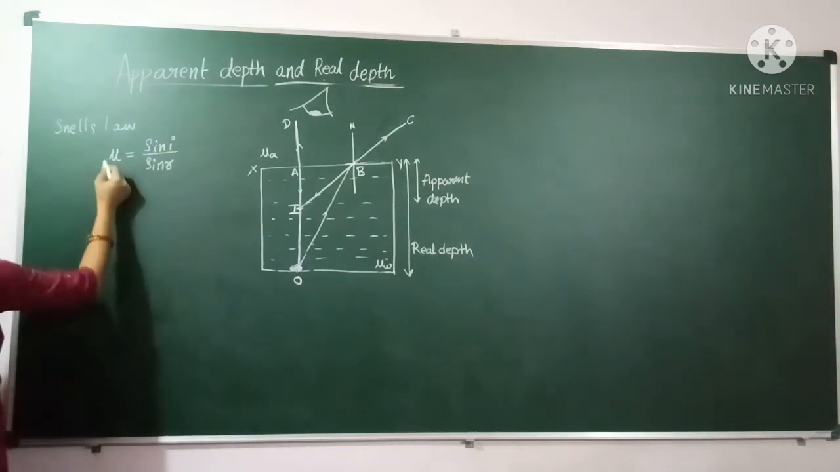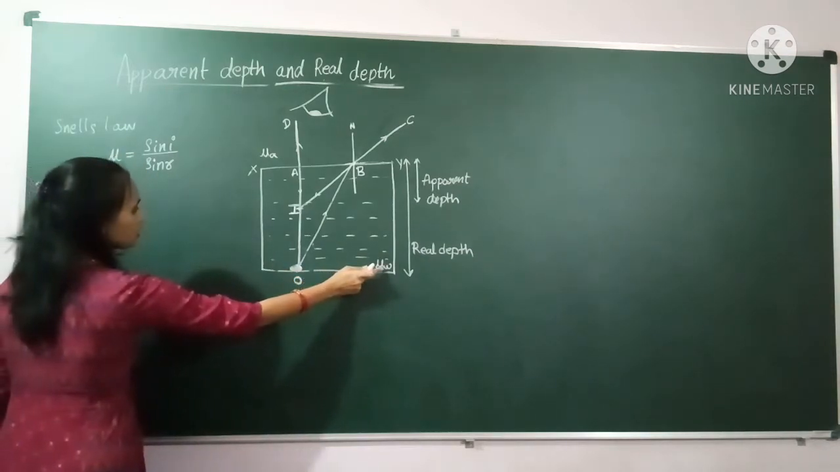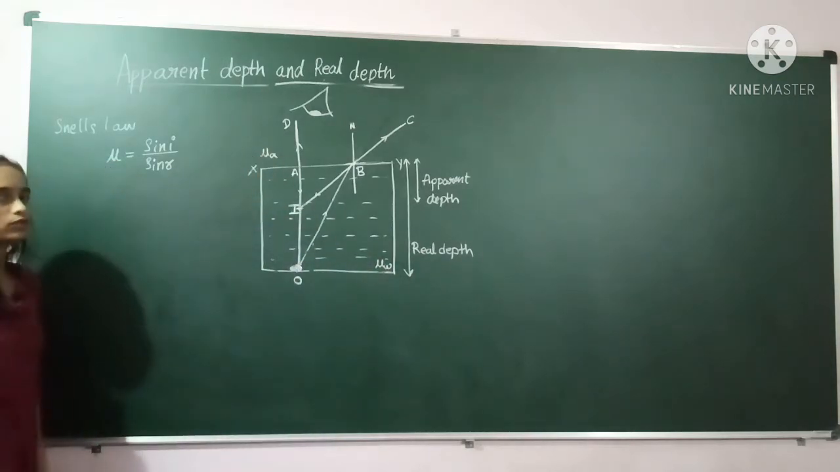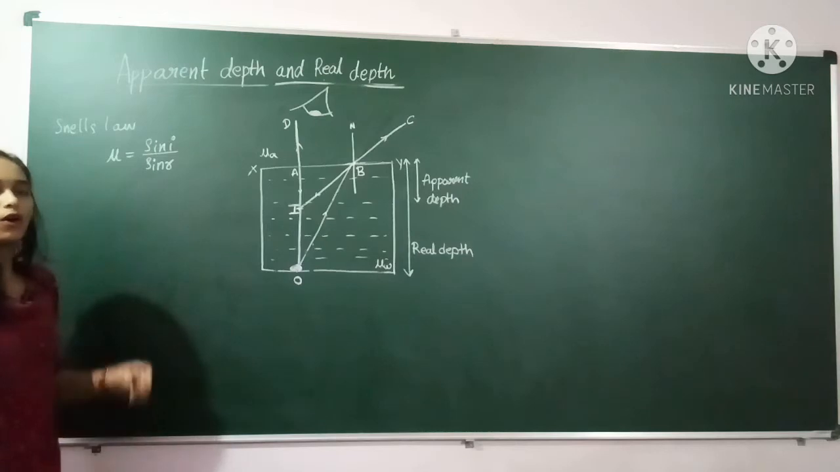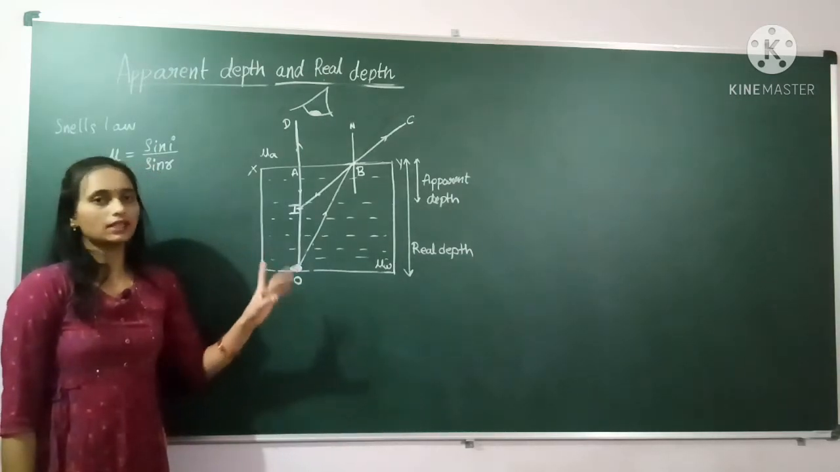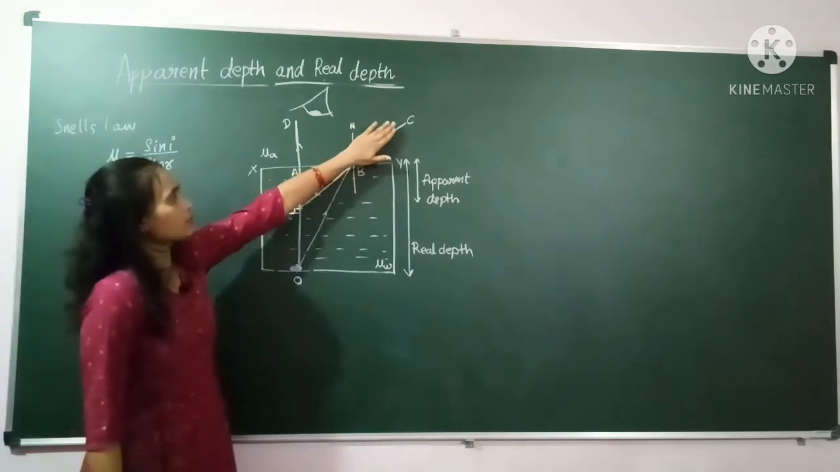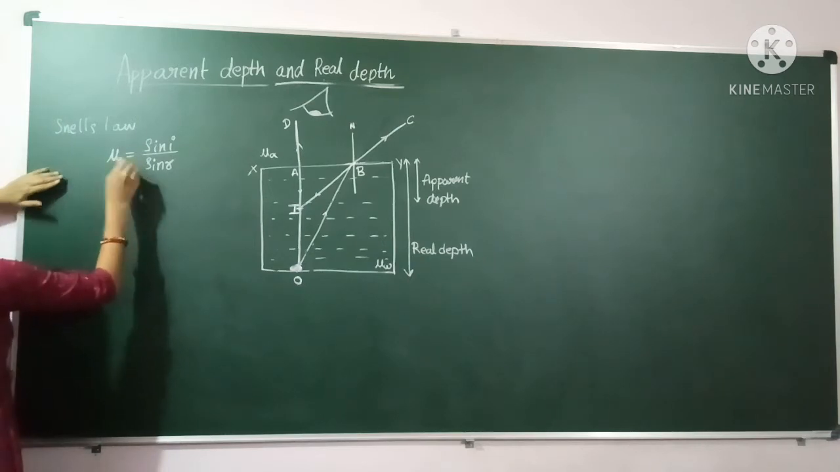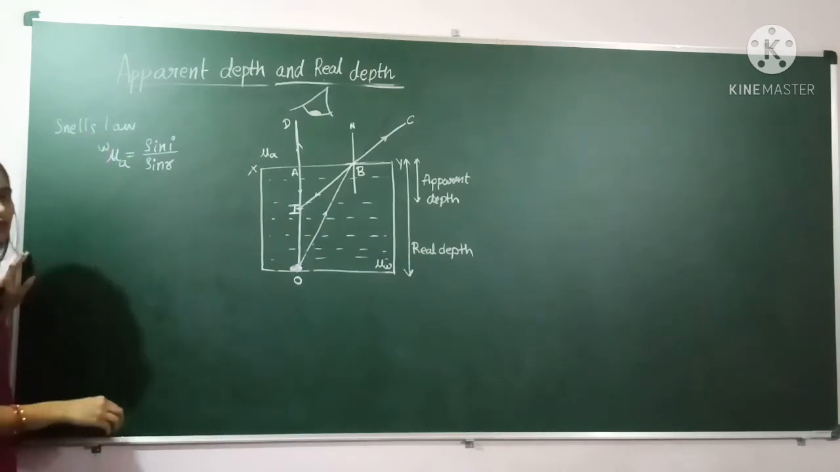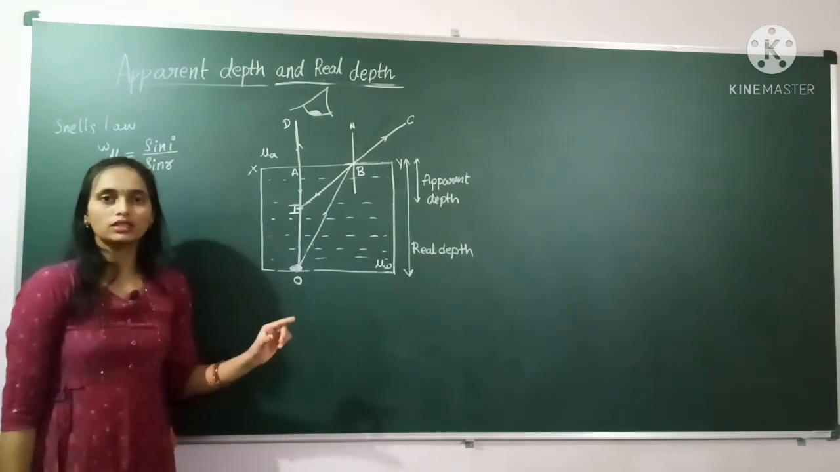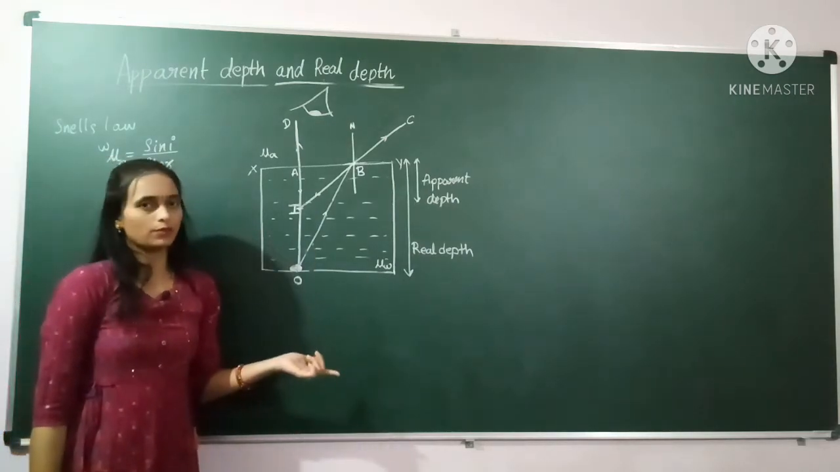Next, here I have written the refractive index. Here we have two media, with refractive indices mu W and mu A. Which refractive index will you take? Our answer is that we always have to take the refractive index of the medium in which the refracted ray is present. The refracted ray is present in the air medium, so here I have to take the refractive index of air with respect to water. Understood?